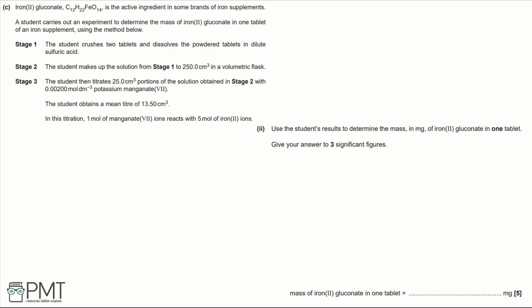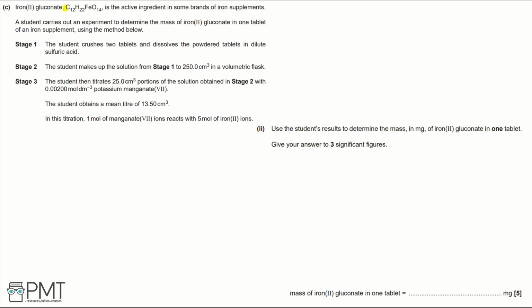Part 2. Use the student's results to determine the mass in milligrams of iron(II) gluconate in 1 tablet. Give your answer to 3 significant figures. The first thing we're going to do is highlight the useful information in this question.